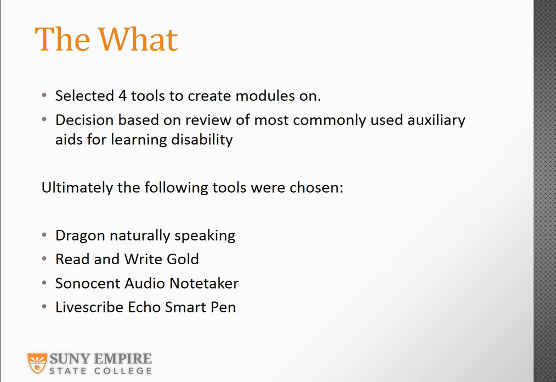I selected 4 tools to create learning modules on. The decision was based on a review of the most commonly used auxiliary aids for learning disability. Ultimately, the following tools were chosen. Dragon Naturally Speaking, which is a speech-to-text software. Read and Write Gold, which is a text-to-speech software. Sonocent Audio Note Taker, which is a note-taking aid and lecture capture software. And ultimately LiveScribe Echo Smart Pen, which is also a note-taking aid.